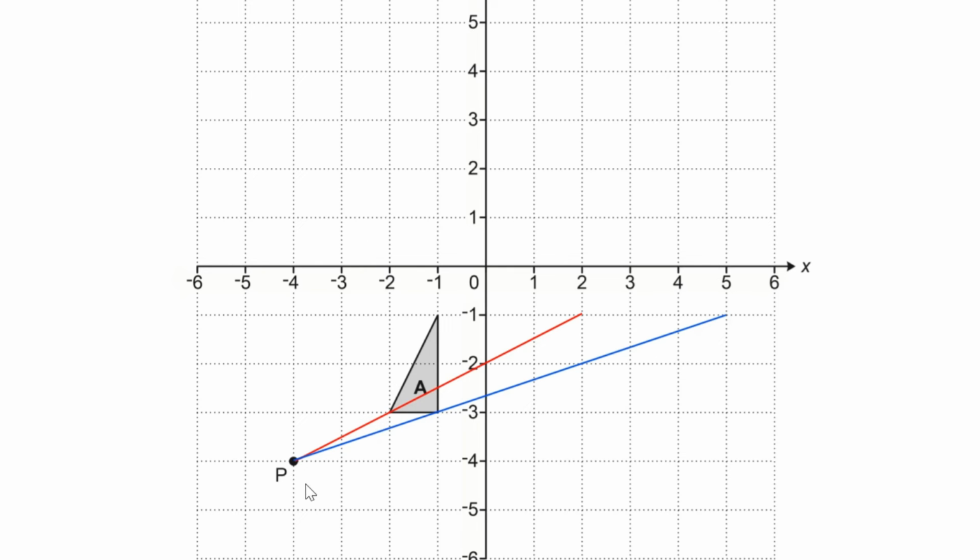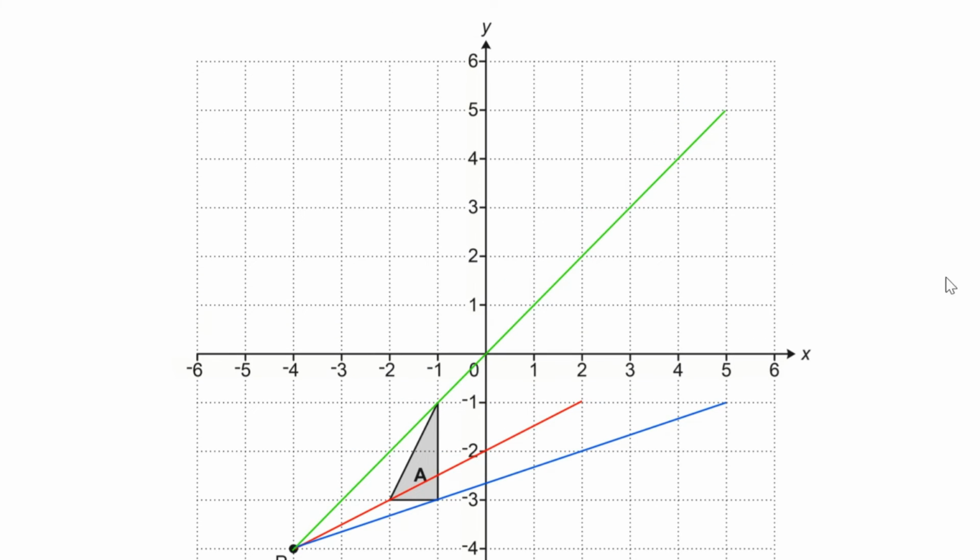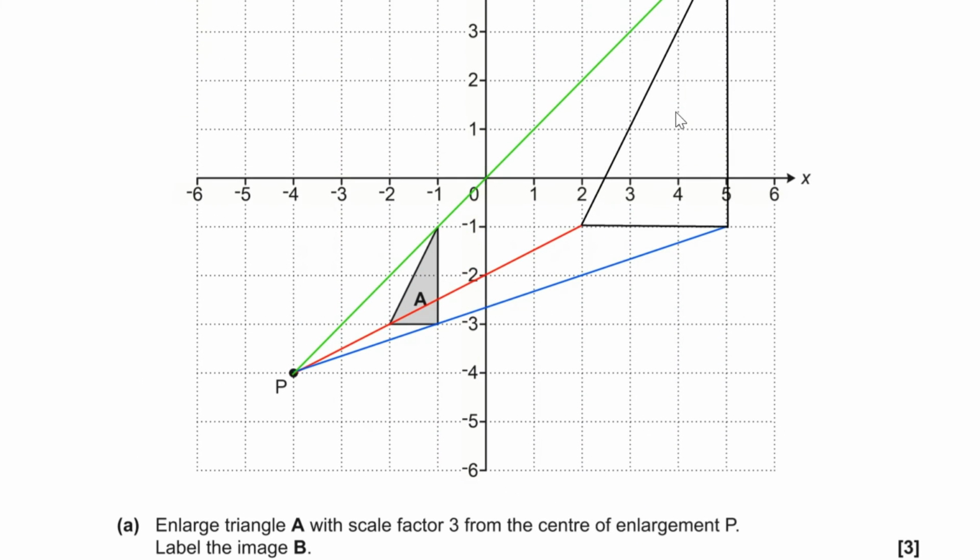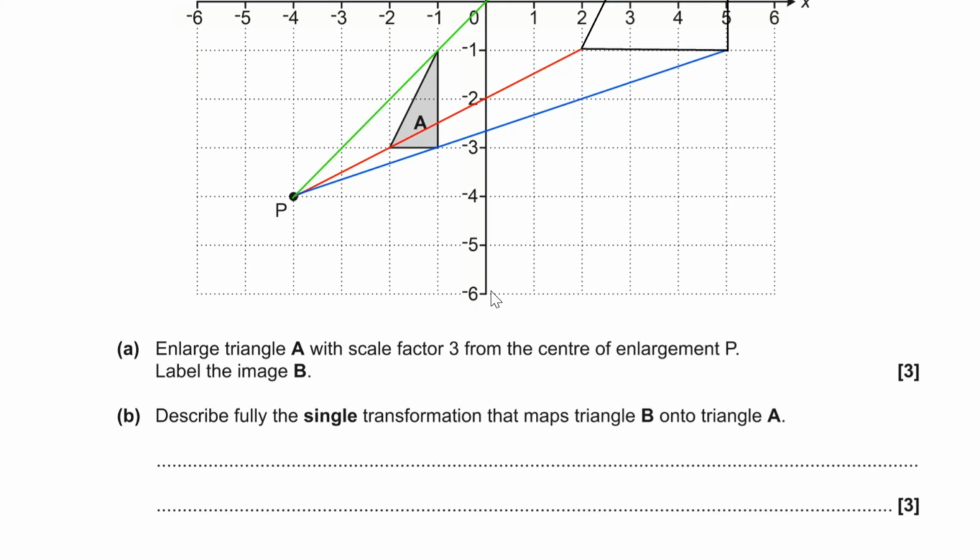And then you can see for this point, well, we've got 3 across and 3 up, so therefore we'd have to go 9 across and then 9 up. That takes us up to here. Okay, so if we draw on our shape, here is our new shape, and what we were told to do is label this B. And then we have to describe fully the single transformation that maps triangle B onto triangle A.